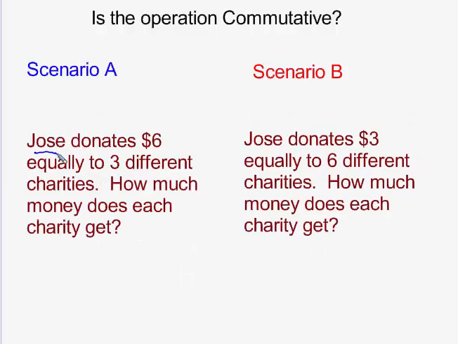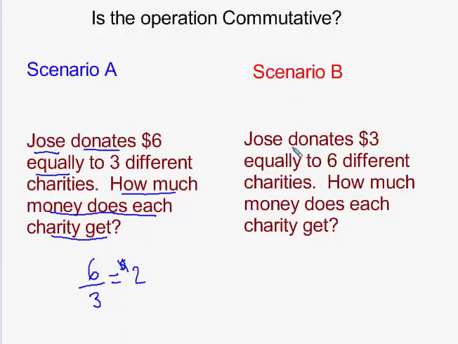Here we have that Jose donates $6 equally to 3 different charities. So Jose takes his $6, he divides it equally amongst 3 charities, and if you do that division, you'll figure out how much money each charity will get. So since he had $6 and he divides it amongst 3 charities, and 6 divided by 3 is 2, that means each charity will get 2 of his dollars.